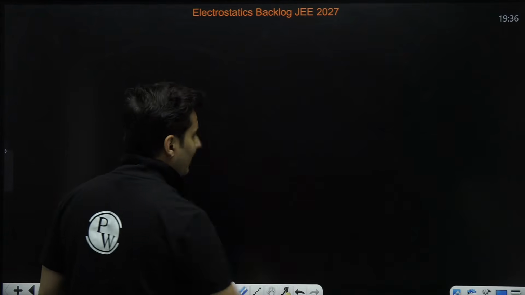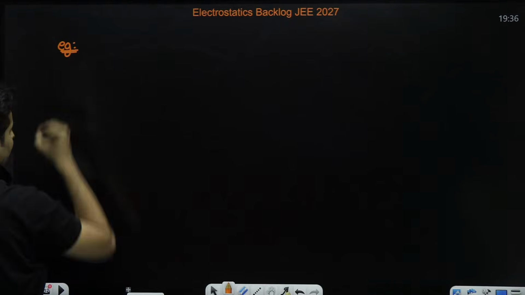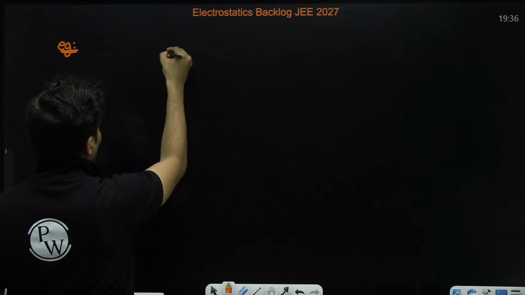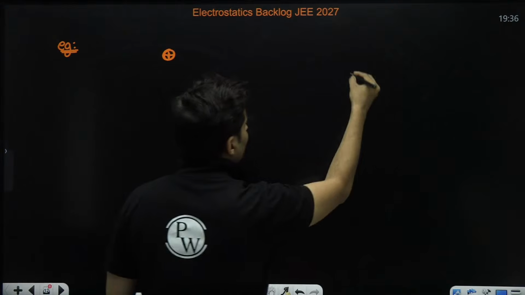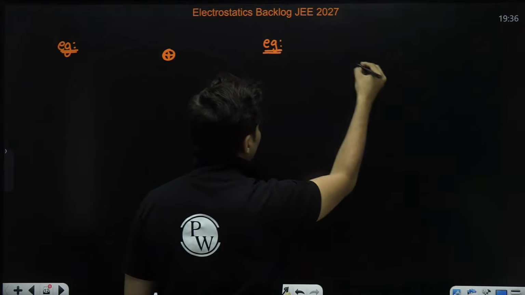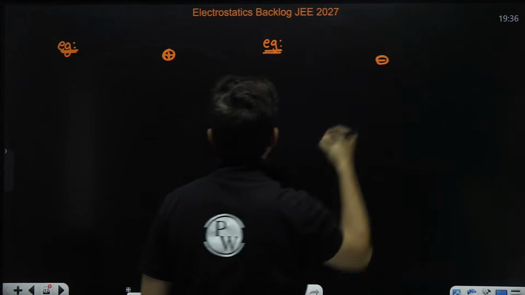let's see if you can figure this out. Example. There is a positive charge over here. This is the first situation. Then second example, there is a negative charge over here.